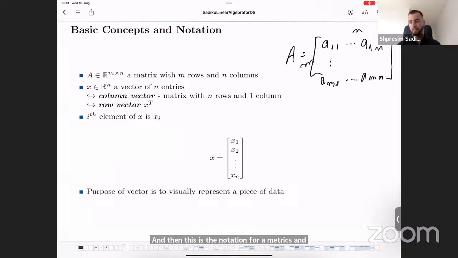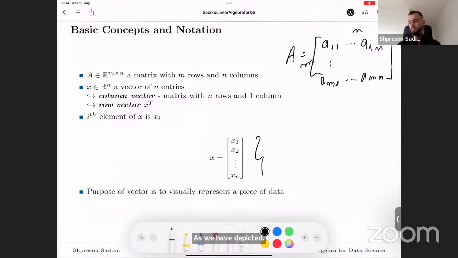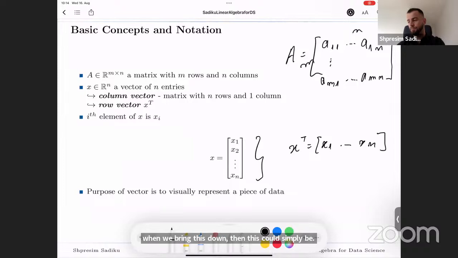X, on the other hand, in R^n, will simply be a vector of n entries. In case we are talking about a column vector, then this is simply a matrix with n rows and 1 column, as we have depicted here. But we can also write this in a transposed fashion. When we bring this down, this could simply be x1 to xn.